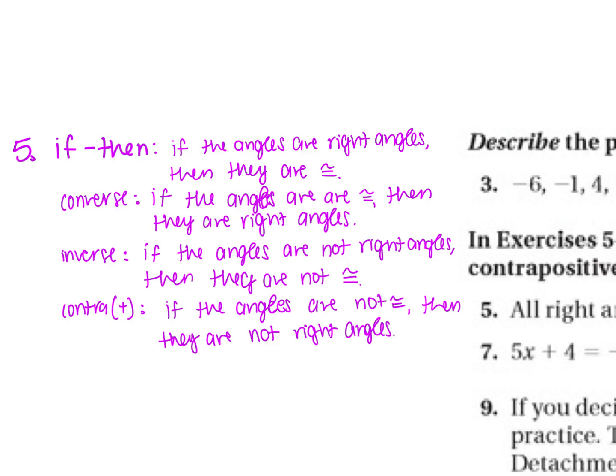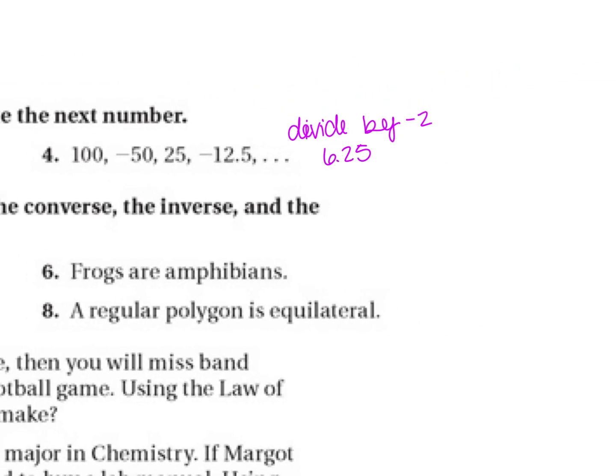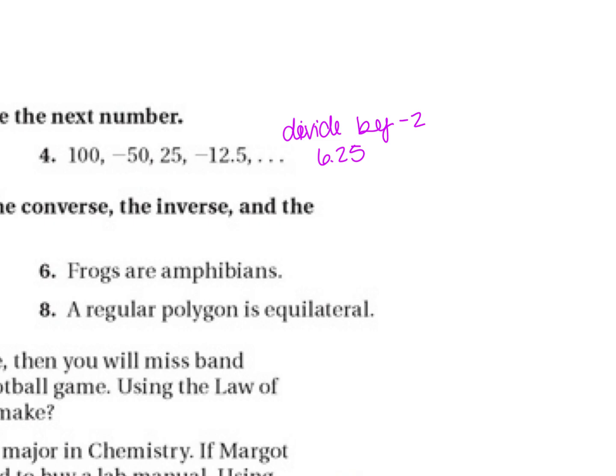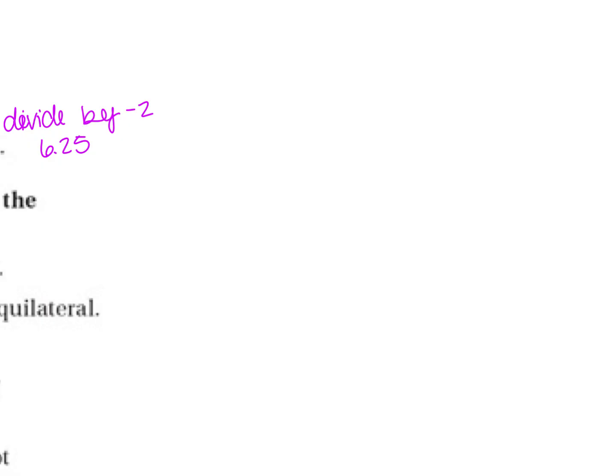All right, questions on those? All right, let's go ahead and go to number 6. Frogs are amphibians. So writing this one, this is 6. So my if-then, if an animal is a frog, then it is an amphibian.